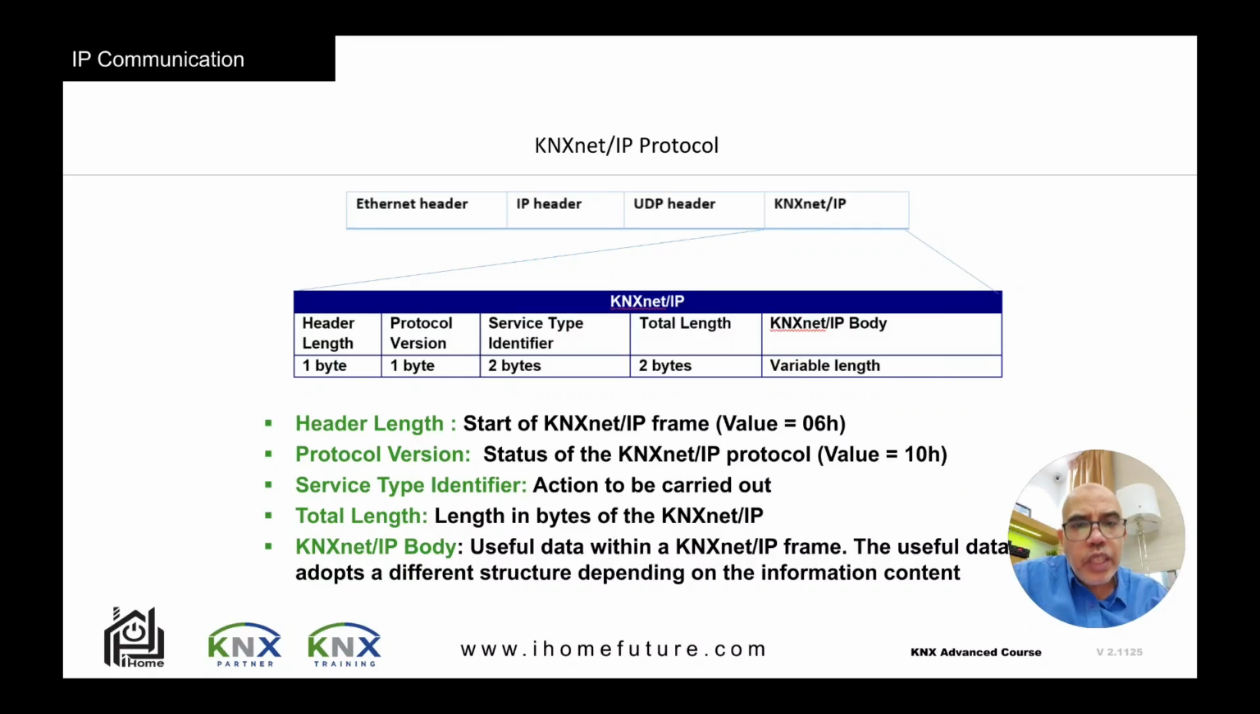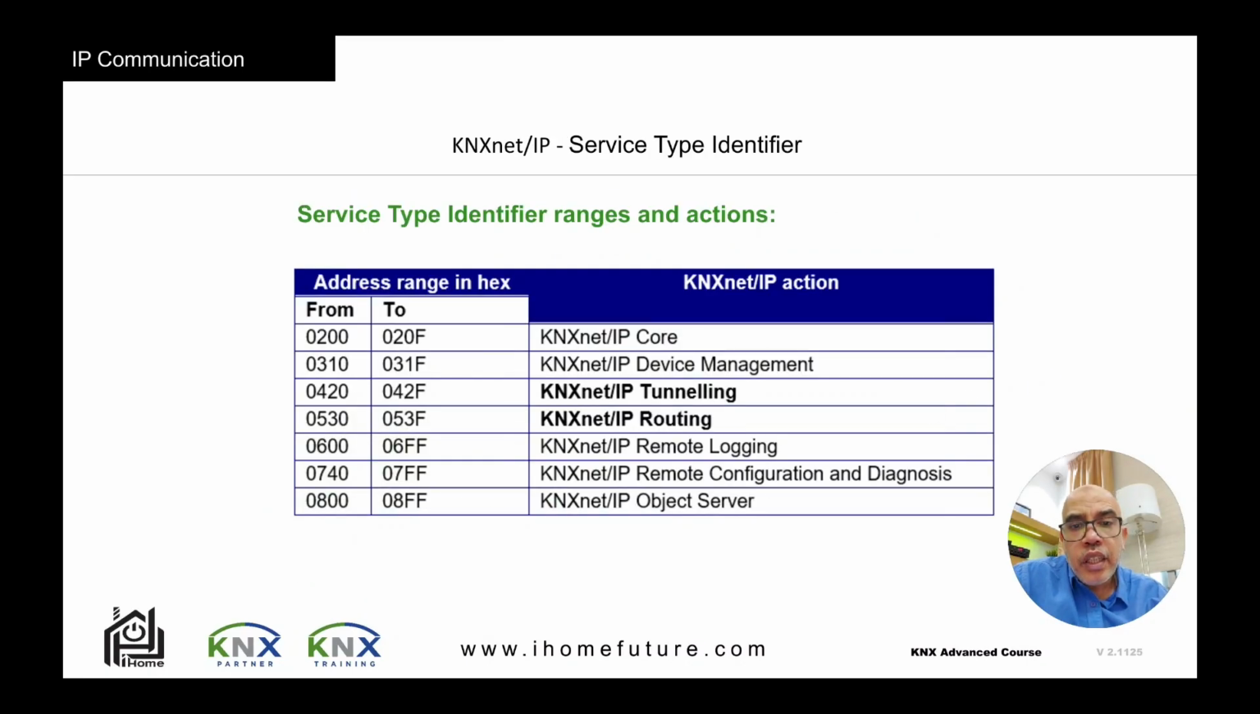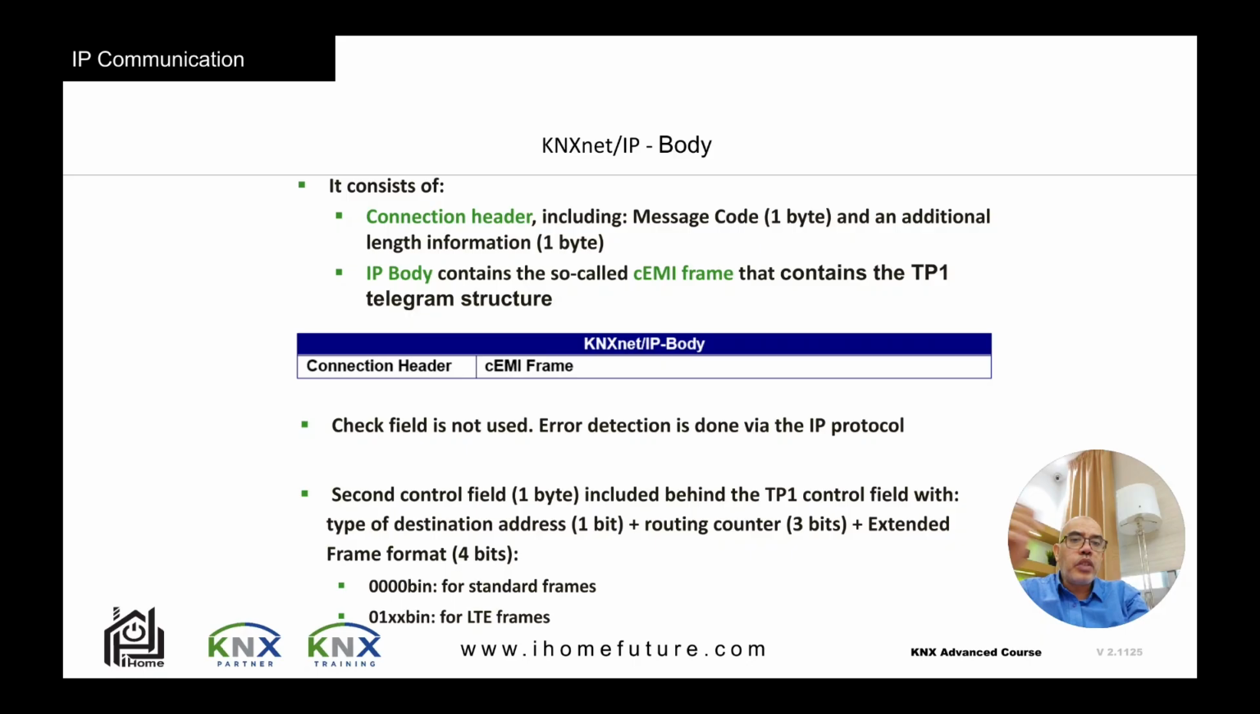Here we talk about the bits and bytes of the header. We'll not talk about that. IP communication is mostly tunneling or routing, and we'll talk about them together. If I have an IP router, then I can use it as a tunneling interface or for routing from line to line. But an IP interface will only be used as tunneling.